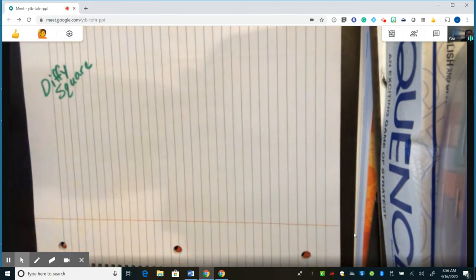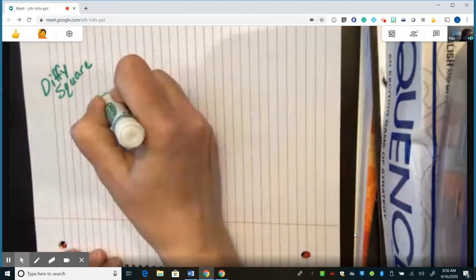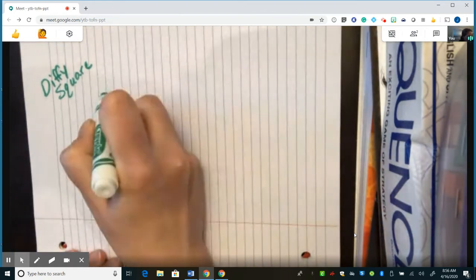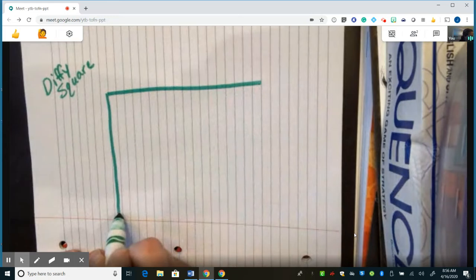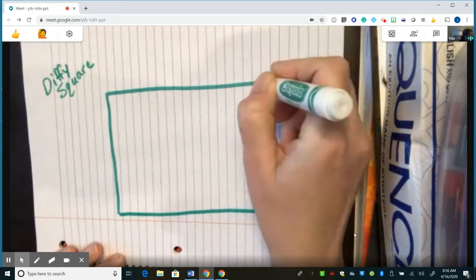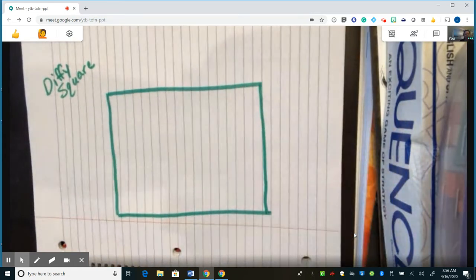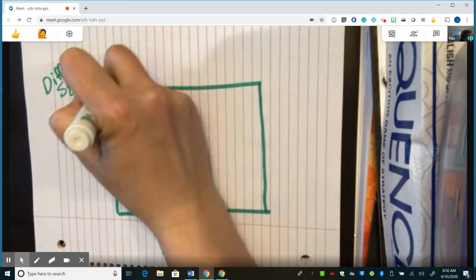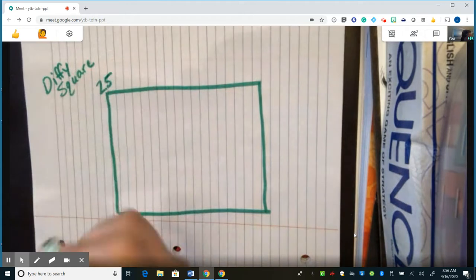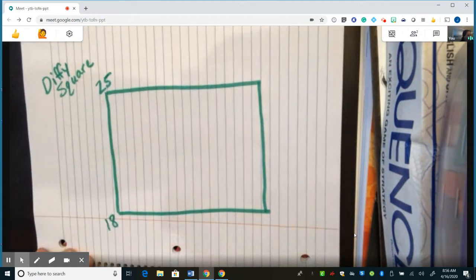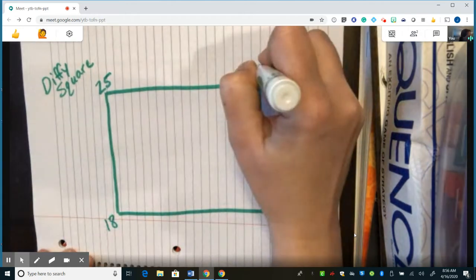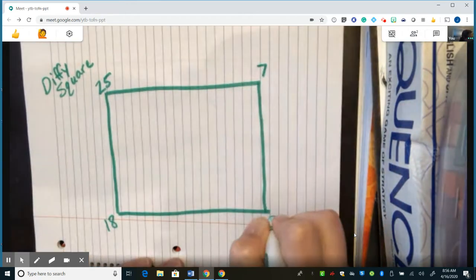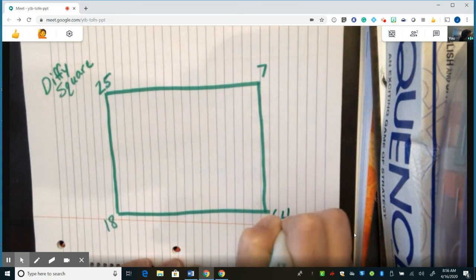So the first thing that we're going to do is draw a square on a piece of paper or a whiteboard or whatever you have. And that's our starting square. And I'm going to label each of my corners with a different number. So I'm just picking any numbers here. I'm picking 25, 18. I'll make this one 7, and this one's 64.